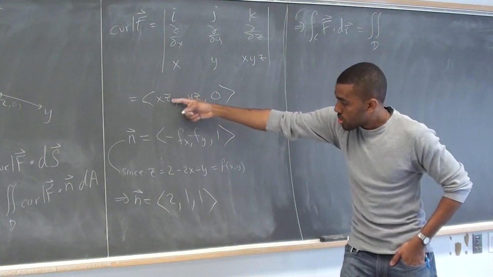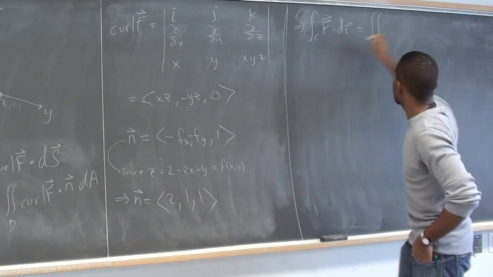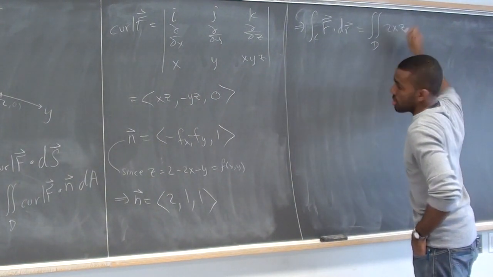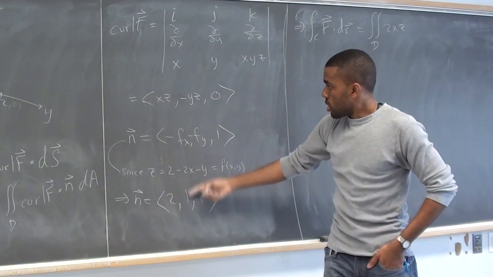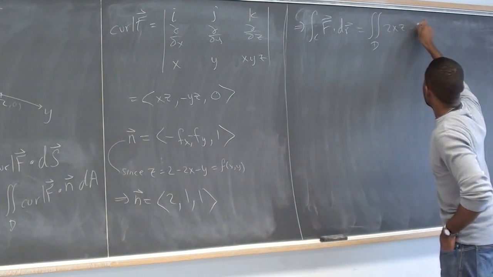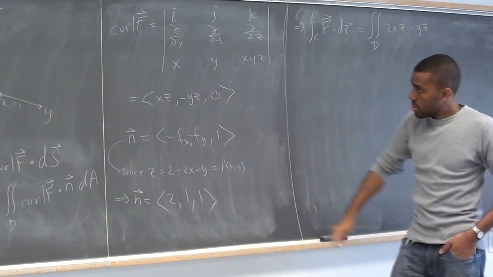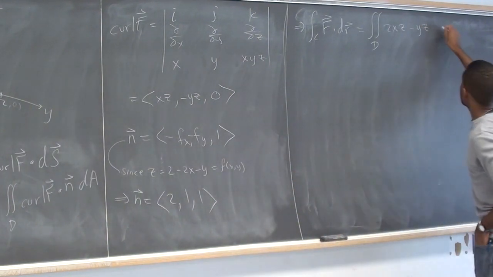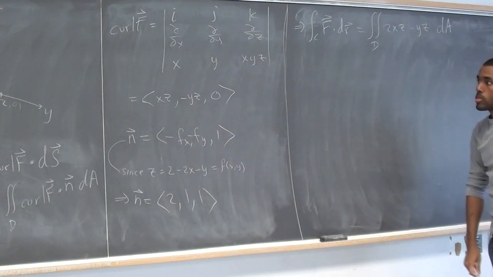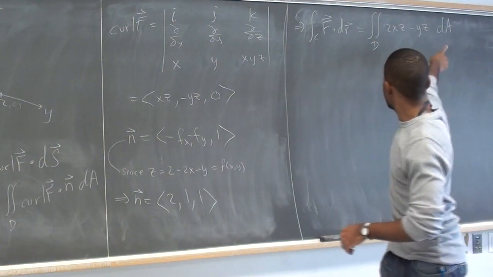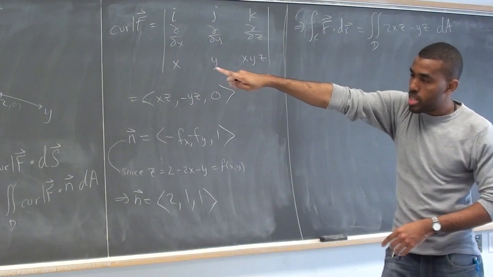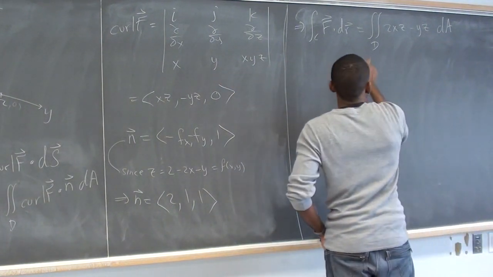Dot product this with this, so it's 2 times this, 2xz, 1 times this, minus yz, 0. But of course this dA is in x and y, so I have to replace my z with the function.